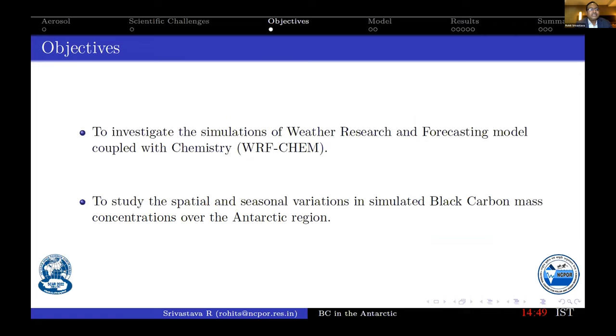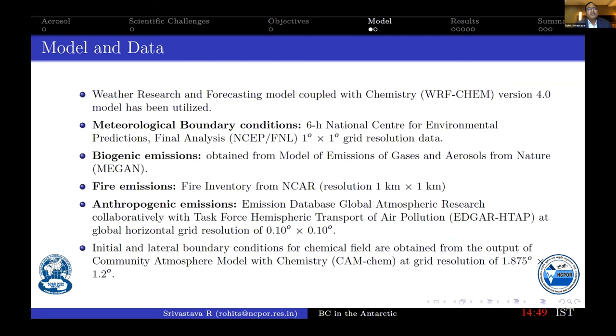So with this challenge, the basic motivation of this research, I will come to the objective part. The objective is to investigate the weather research and forecasting model coupled with chemistry simulations, mostly aerosol and black carbon simulations, and to study how they are spatially varying and seasonally how they are changing in the Antarctic region. So we did this using the WRF-Chem simulation. We used the WRF-Chem version 4 model.